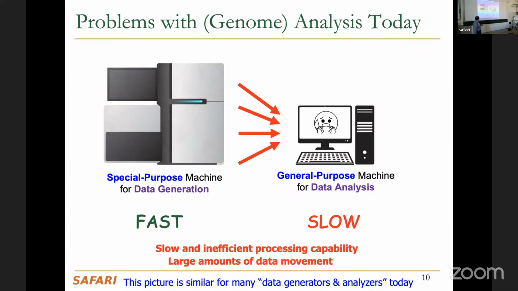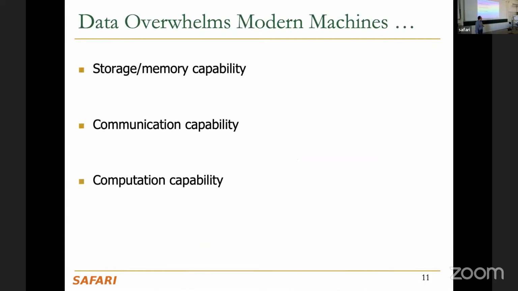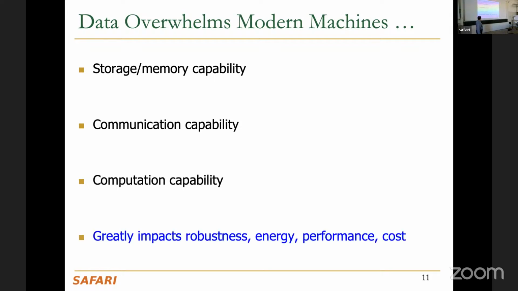And this picture is similar for many data generators and analyzers today. So that's the thing that we really need to also look into: the systems that we are designing today for analyzing data. Unfortunately, data overwhelms modern machines in many aspects, like storage and memory capabilities, communication capability, and computation capability. As a result, this greatly impacts robustness, energy, performance, and cost.